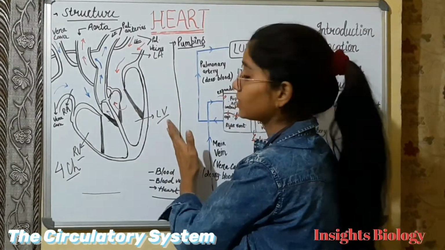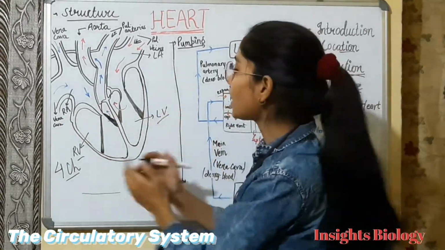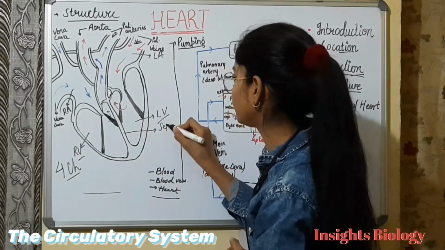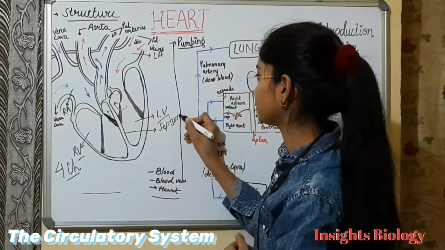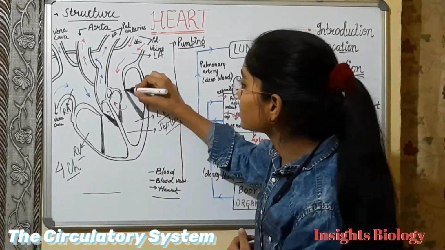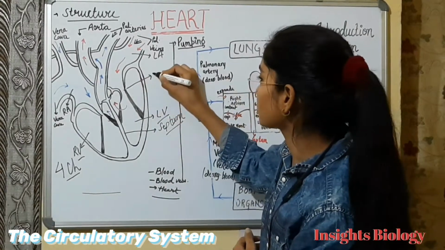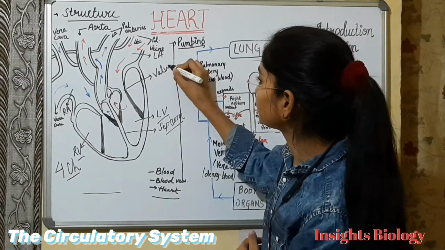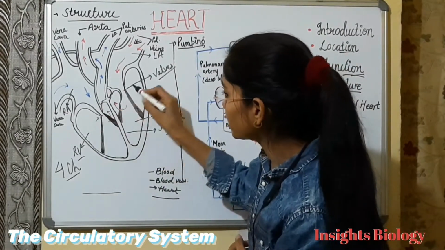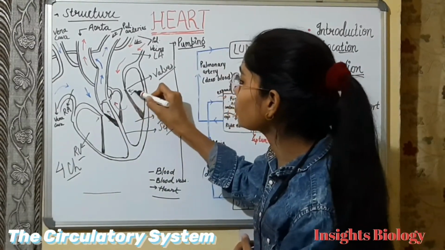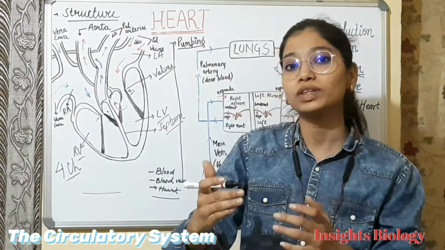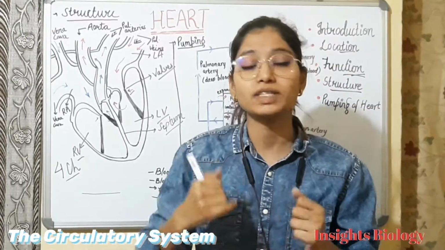These both sides of heart are divided by septum. And the upper and lower chambers of heart are divided by valves. These are valves in between. What is the function of valves? Valves prevent the backflow of blood so that the intermixing of blood does not take place.